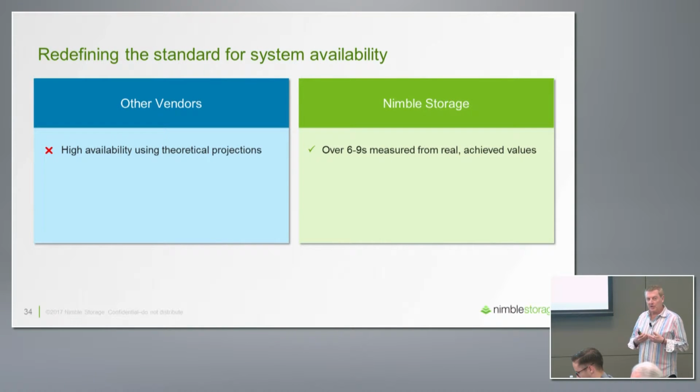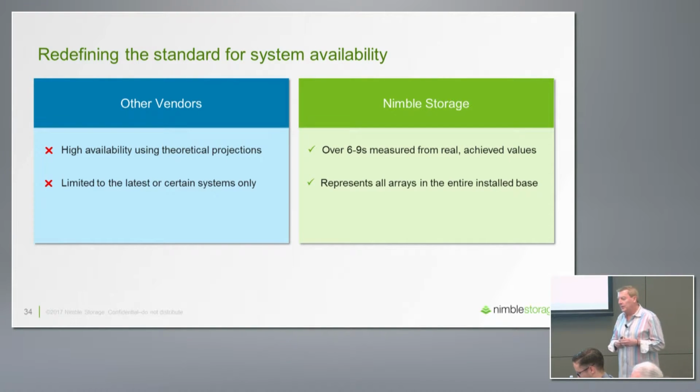So it is over 6 nines measured availability. We calculate this every night on every single array. We audit those numbers, we dig in. We obviously are paying very close, maniacal attention to driving that number across the install base.